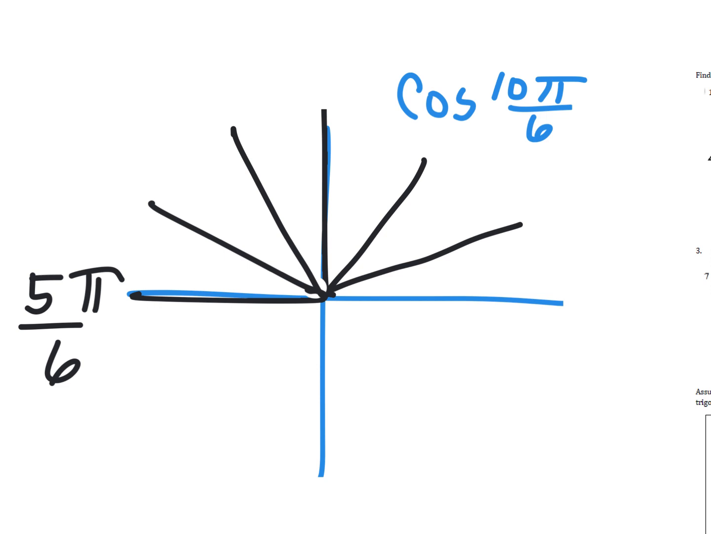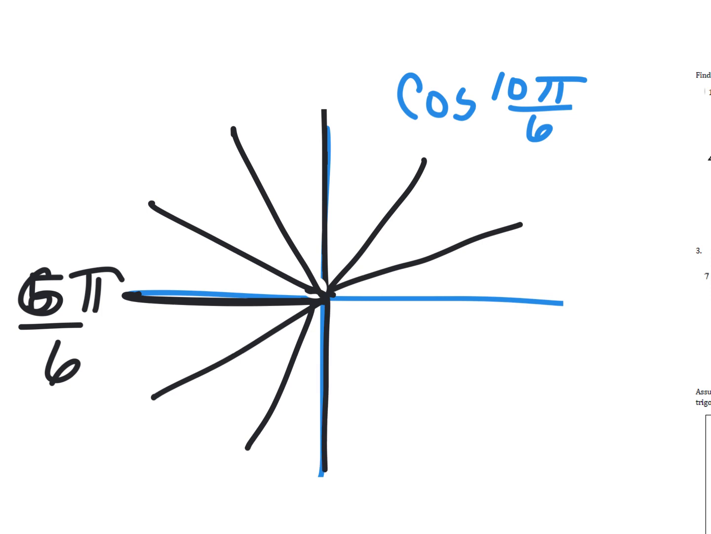4, 5, 6 pi over 6. Okay, I'm getting there. 7, 8, 9 pi over 6, and this one here must have been the 10 pi over 6. I'll make it red to make it special. Raise your hand if you put that in the right spot.